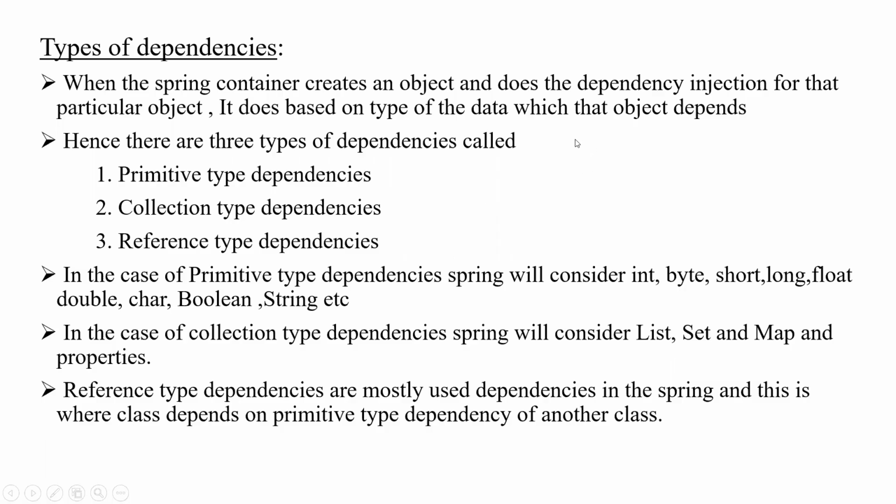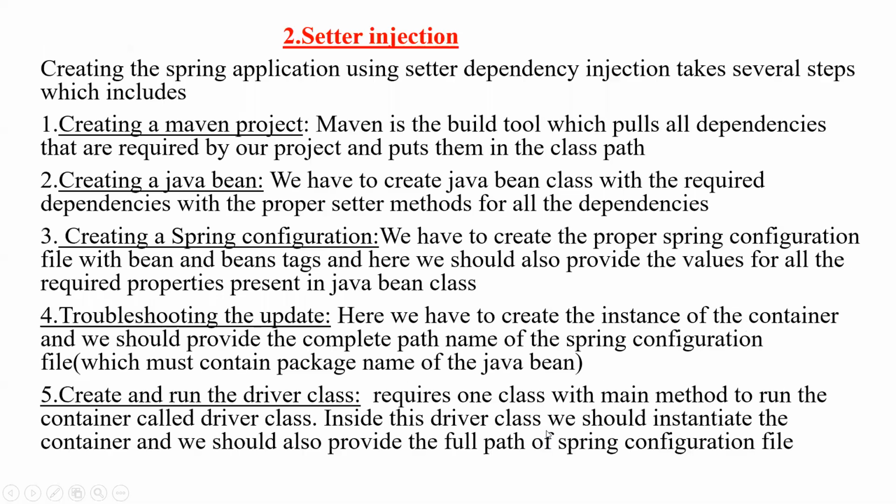your container will create an object of B, and then inject it into A. That is called reference type dependencies. It means your class depends upon the reference variable of another class. You have to create an object of the other class and inject it into the dependent class. We call it reference type dependencies. So you can see double, char, boolean, string in case of primitive, and list, set, and map in case of collections. Reference type dependencies are the most used dependencies in Spring. We will see that.